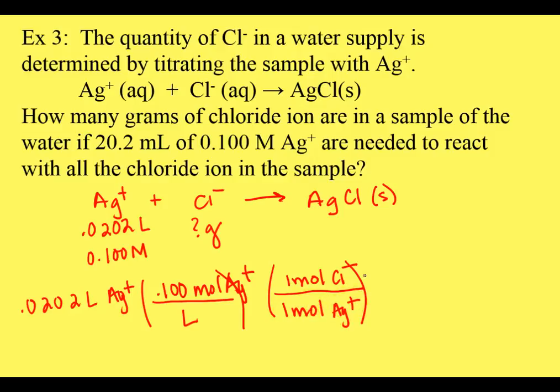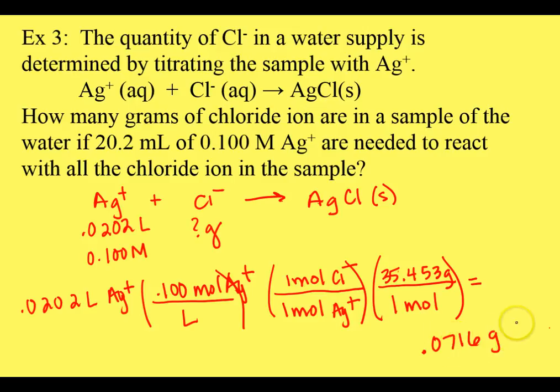And at this point in your stoich diagram, we've gone from volume up to moles of A. We used our mole-to-mole ratio to get to moles of B. And the last thing we're asked to find is grams. So on the periodic table, if you look up the molar mass for chlorine, it's 35.453 grams for every 1 mole. Crunching out our answer, we should get 0.0716 grams of chloride ions present.